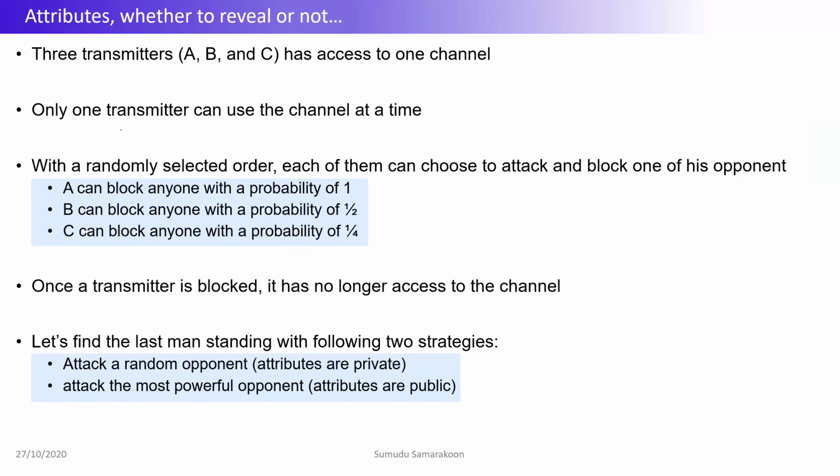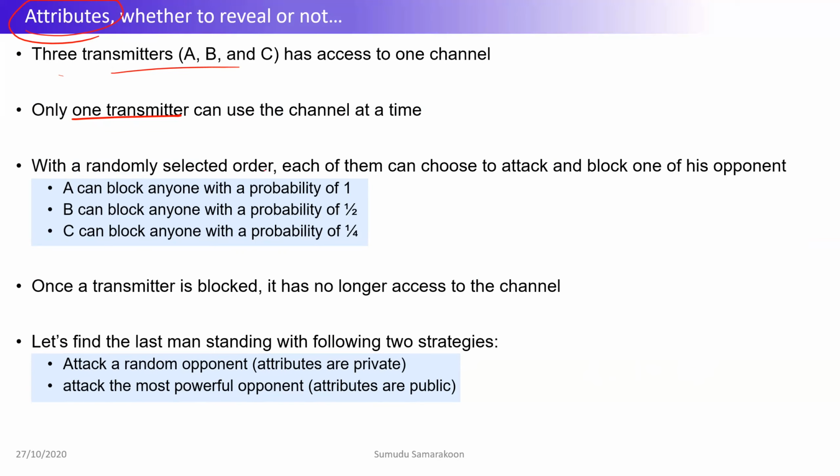Now let's consider a case about whether to reveal the attributes. For this example, we consider 3 transmitters that have access to the same channel. The rule is only one can use the channel at a time. So therefore they have to decide who will be using the channel.